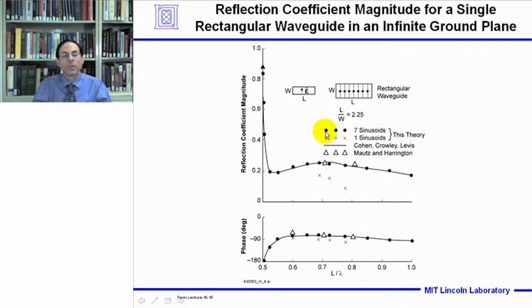And the method of moments calculations using the theory just shown for 7 sinusoids, these are the dots, and the x's are shown with a single sinusoid. And we do see that a single sinusoid provides adequate performance up to about 6/10 of a wavelength long aperture. However, for larger apertures, additional overlapping sinusoids are necessary, but 7 sinusoids gives very good agreement with the results shown by Cohn, Crowley, and Levis.